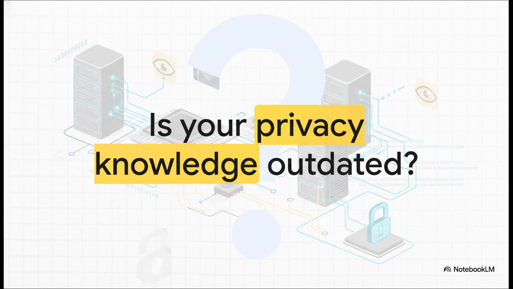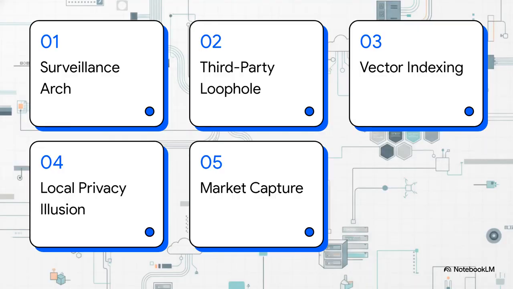To figure that out, we have to ignore the PR spin and look at what systems engineers and privacy analysts are actually seeing under the hood. So, here's our roadmap for today. We'll start with the architecture of surveillance, then hit the third-party loophole, execution layer vector indexing, the local privacy illusion, and wrap up with regulation as market capture. We're going to deconstruct this whole machine layer by layer.